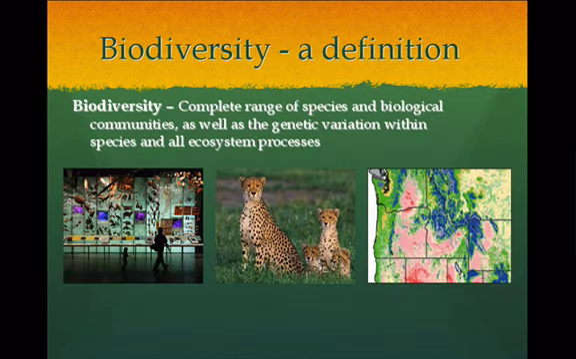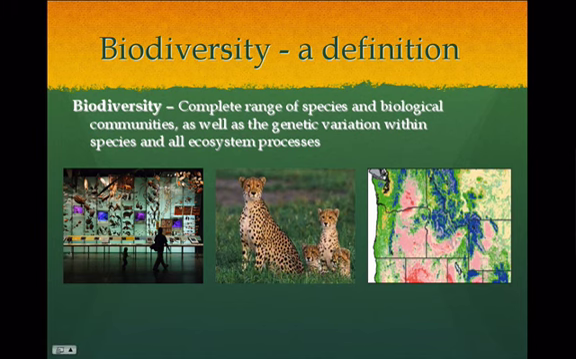So biodiversity. Biodiversity can be seen as the complete range of species and biological communities, as well as the genetic variation within species and all ecosystem processes. So we're going to be talking about biodiversity here in three contexts.